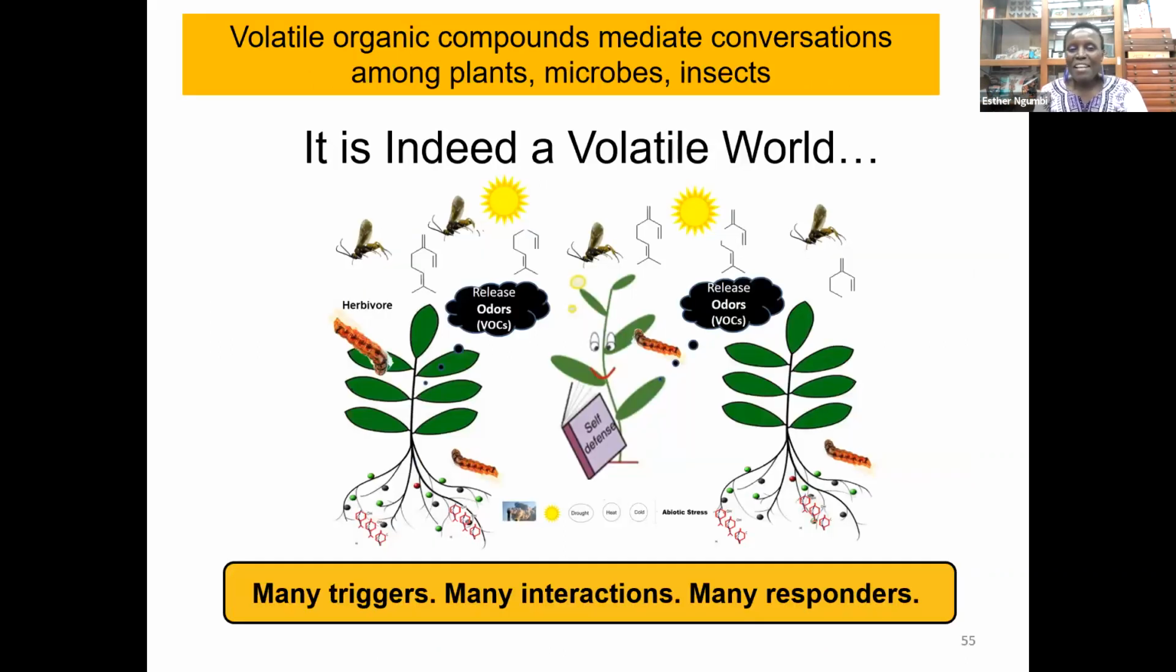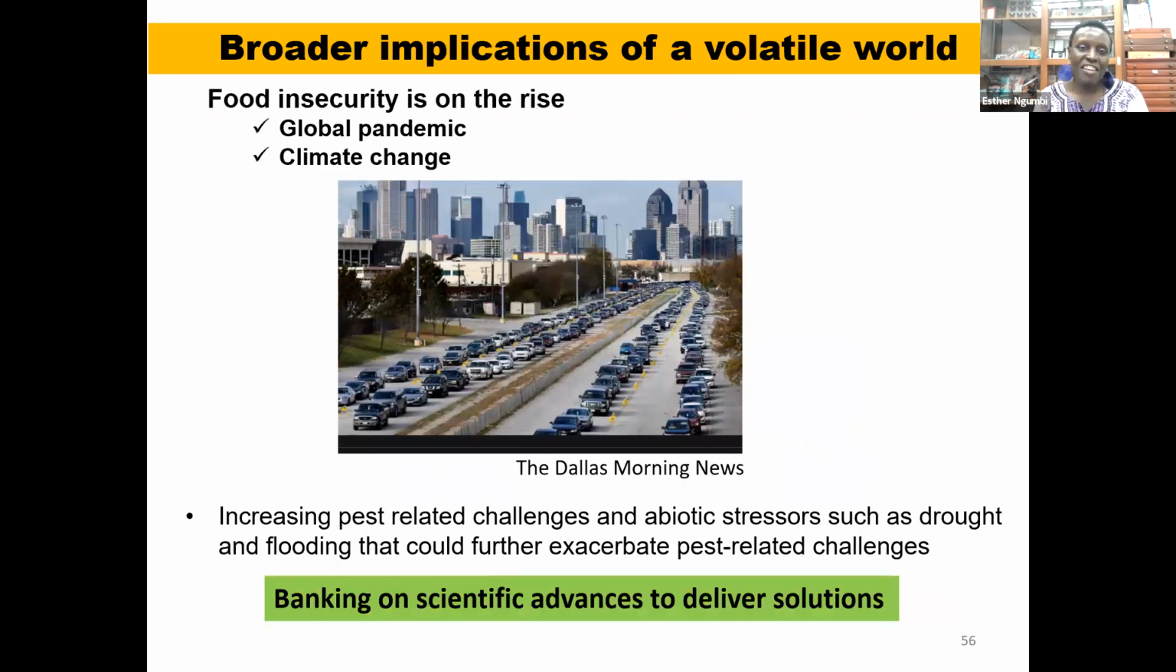So I think, if I've not convinced you otherwise, it's truly a volatile world out there. As you go through your day, stop for a moment and think of the volatiles and plant chemistry and the conversations that are happening around you, especially as it relates to plants, insects, and all their interactions.